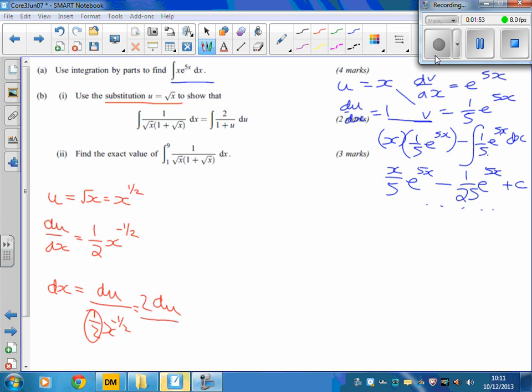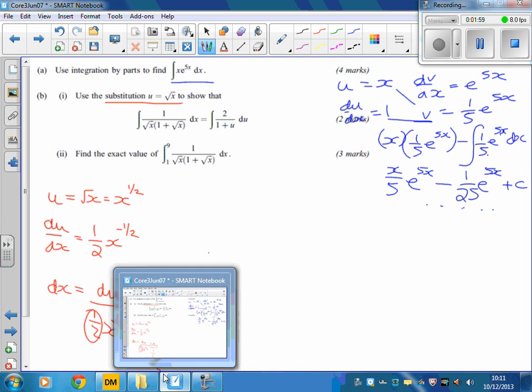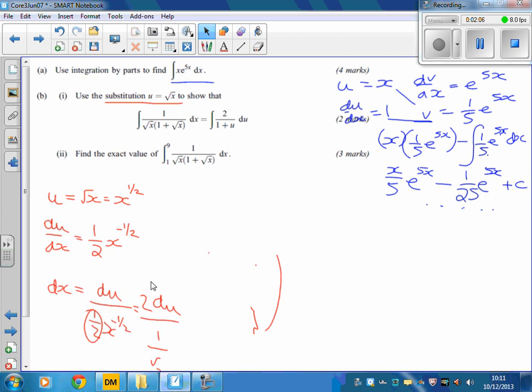Now we've got x to the minus half on the bottom. What does that mean? That means 1 over the square root of x. I forgot, 1 over the square root of x. That means we've got 2 root x on the top here. And again, finally, what was root x? Root x was, of course, u. So this tidies up to be 2u du.